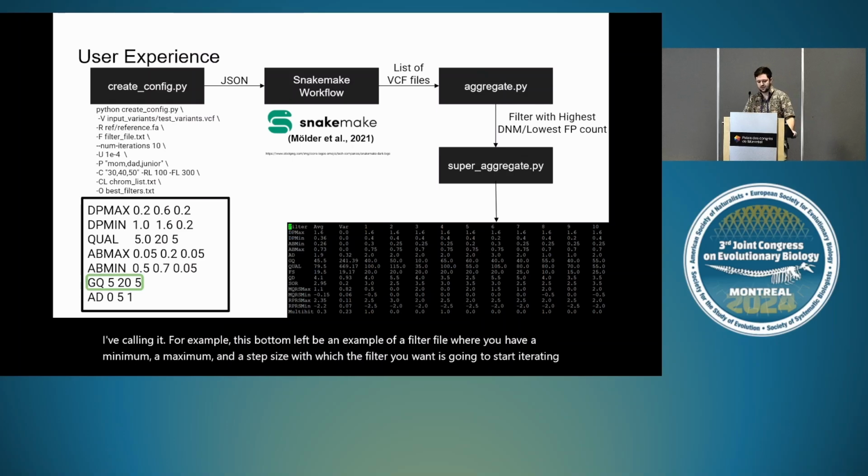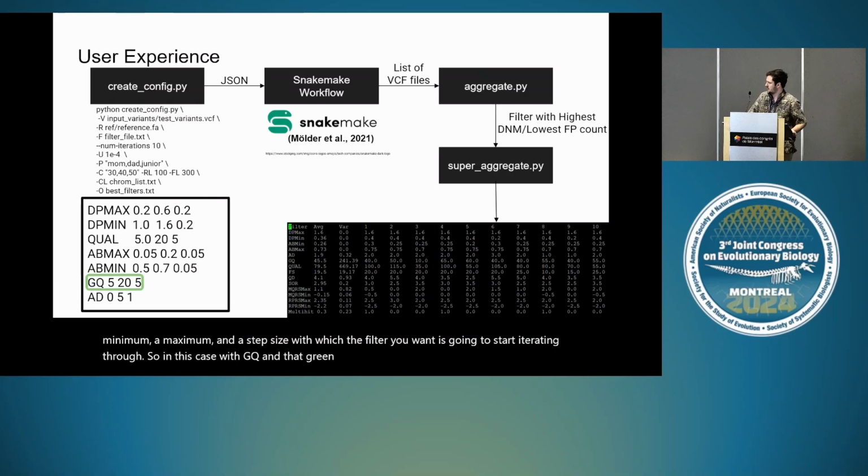So in this case, with GQ and that green box in the bottom left, it's going to range from 5 to 20 in steps of 5 and try and filter. And it will return one of those values as considered to be the best. That is the one that filters all of the DNMs, or that keeps all the DNMs.